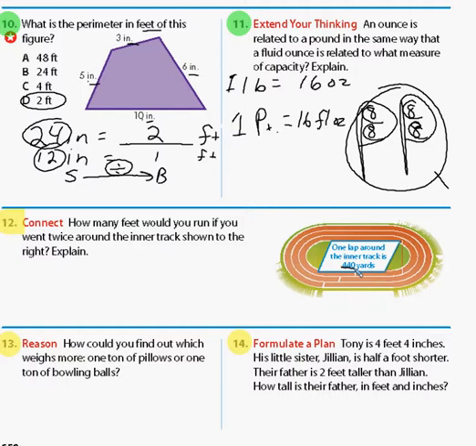Okay, and this one's going to require a little bit of problem solving to do this one. A few steps here. Okay, Tony is 4 feet 4 inches. His little sister, Julian, is half a foot shorter. Their father is 2 feet taller than Julian. How tall is their father in feet and inches? Take Tony's, figure out Julian's, and then from Julian's you can figure out their father's. Okay.